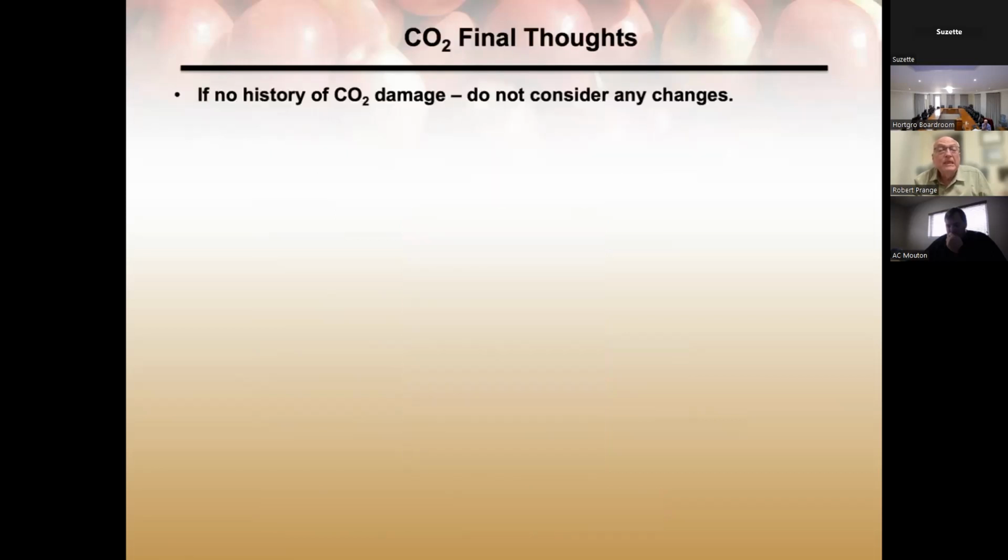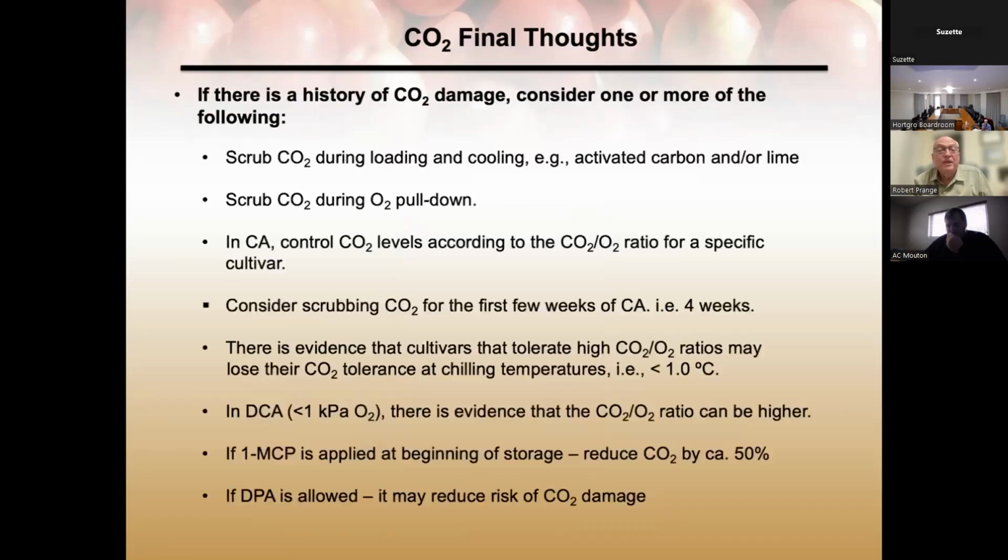Final thoughts. Of course, if no history of CO2 damage, leave everything as is. Do not consider any changes. However, if you have CO2 damage, external and or internal, you've got to go through this list. Start scrubbing CO2 during loading and cooling. Scrub CO2 during oxygen pull down. And just as a side comment, get your temperature, oxygen, CO2 monitoring systems running so you have that data set.